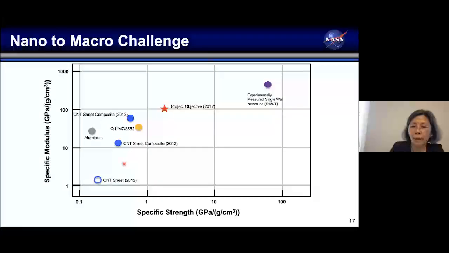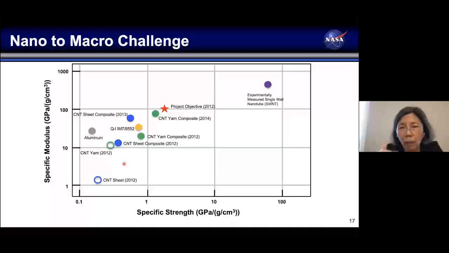And so Nanocomp had another format that was available. They called it yarn. Essentially, it looked like fiber. And in 2012, the starting point was here. And we were able to figure out how to make composite from it so that now the specific strength was much higher. It's closer to the project objective.